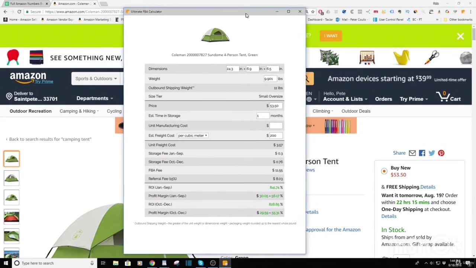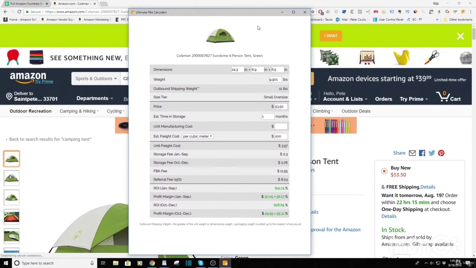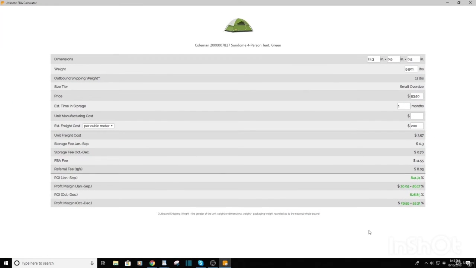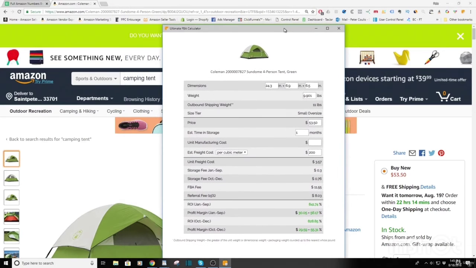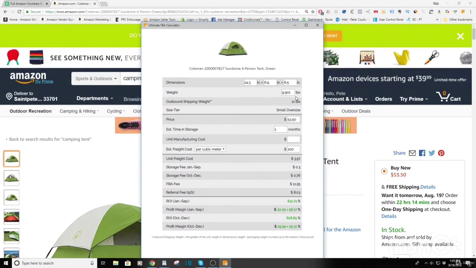Okay, so this is what the Ultimate FBA Calculator looks like. This is the one I recommend. This is the bad boy right here, okay? So we have the dimensions. Well, maybe it looks weird like that. We have the dimensions. We have the weight. We have the outbound shipping weight. We know the size tier. The price automatically gets put in. We have the estimated time in storage. I would just leave this at 1 because if you follow all the instructions throughout this course, you're not going to have things sitting in inventory for more than a month because we're going to be selling. Unit manufacturing cost. We're going to put this at $10.